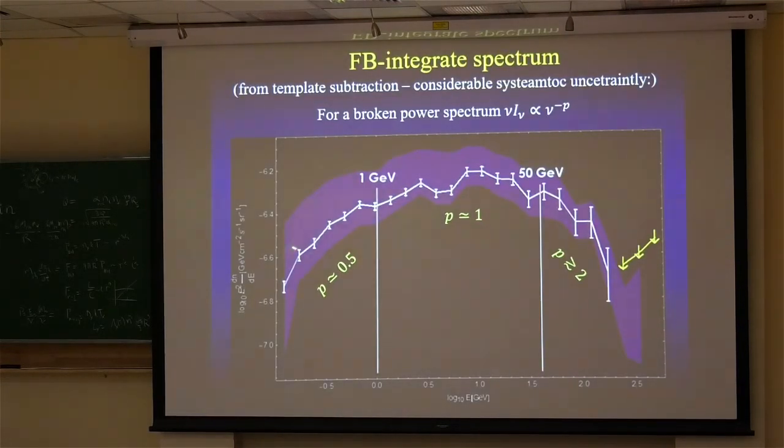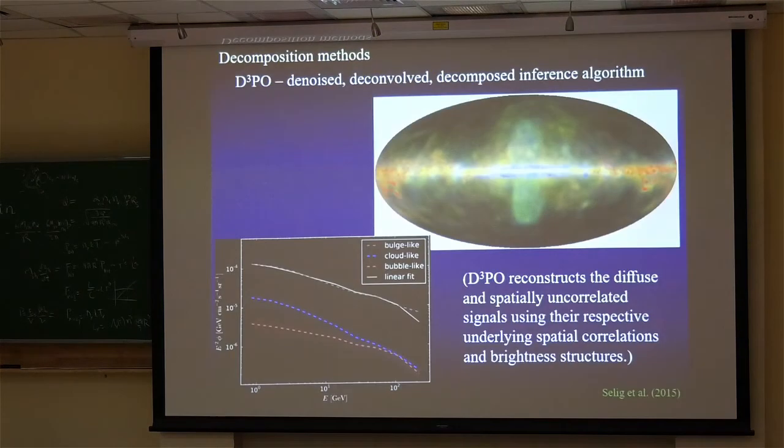So if you interpret this as a broken power law, then you have this index p equals 0.5, which is the same spectrum we saw from the arcs, which might be telling you something. Then it flattens to p equals 1 and drops very quickly as you increase the energy. And then I just caution again that the systematics are large.